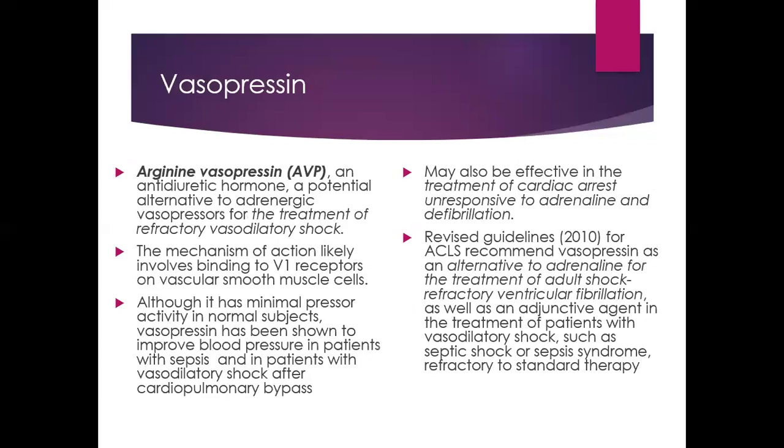All right, vasopressin. According to the revised guideline of advanced cardiac life support, vasopressin has been advocated as an alternative to epinephrine for the treatment of adult shock refractory ventricular fibrillation. But apart from that, vasopressin has found use, especially in ICU, as an adjuvant to our commonly used vasopressors like noradrenaline. It acts mainly by binding to V1 receptors on smooth vascular muscle cells.